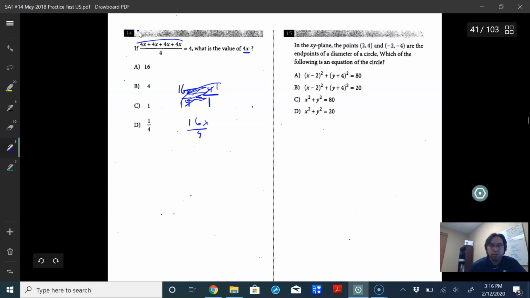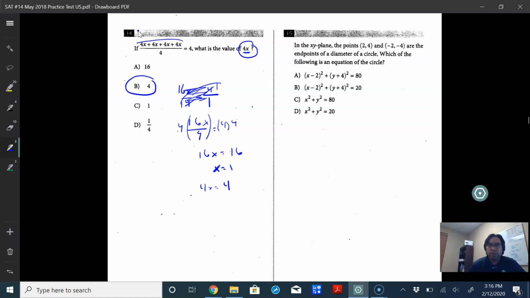So 16x over 4 equals 4. Let's isolate this and multiply by 4. So you get 16x equals 16, right? And so you end up getting x equals 1. But we don't want to make this mistake, because it says, what is the value of 4x here? And so if x equals 1, then 4x is going to equal 4. So the answer choice is B. Okay.